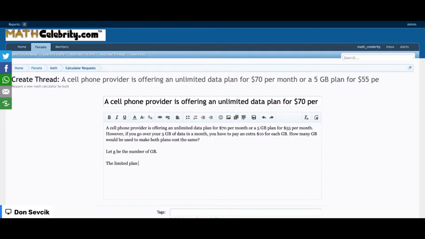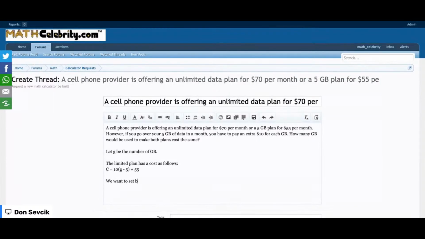The limited plan has a cost as follows. So the cost is C equals, what do we got here? $55 per month for anything up to 5, right? We're told, though, that they're going to go over gigabytes. So 55 is really a fixed cost. What we're going to have is 10 times G minus 5, anything over 5, plus 55 is the cost for the limited plan. So any gigabyte over 5, we subtract it to get the difference, multiply by the $10 penalty, and then we add the 55 that you get as the base rate for 5 gigabytes.